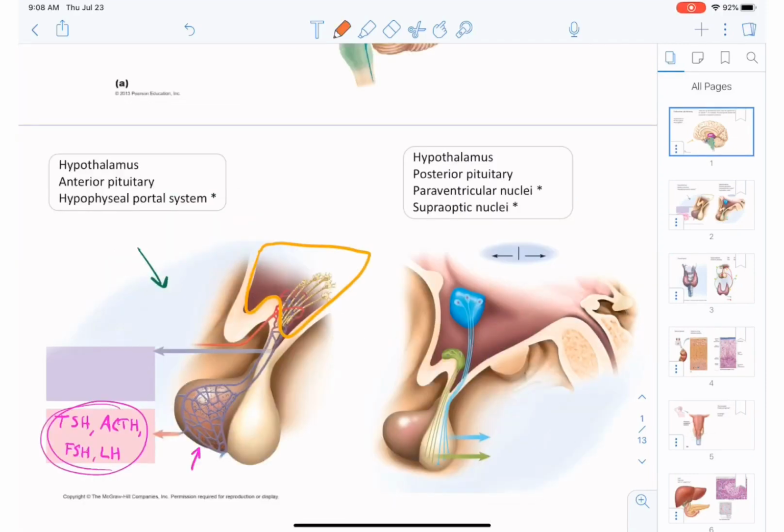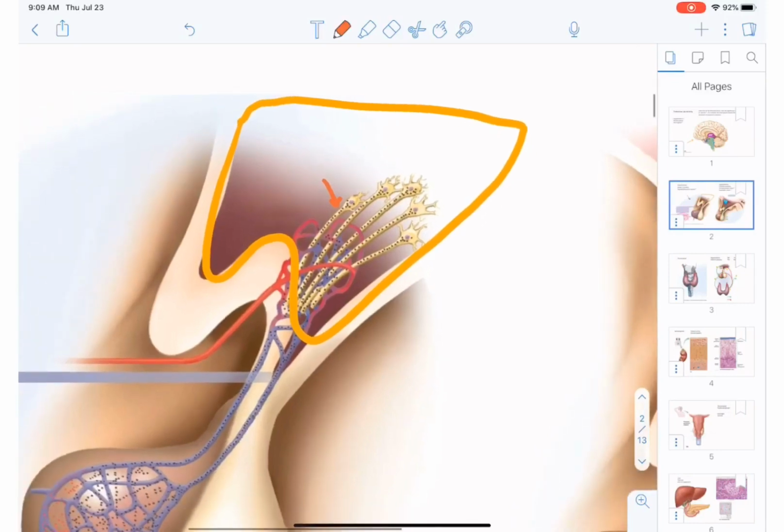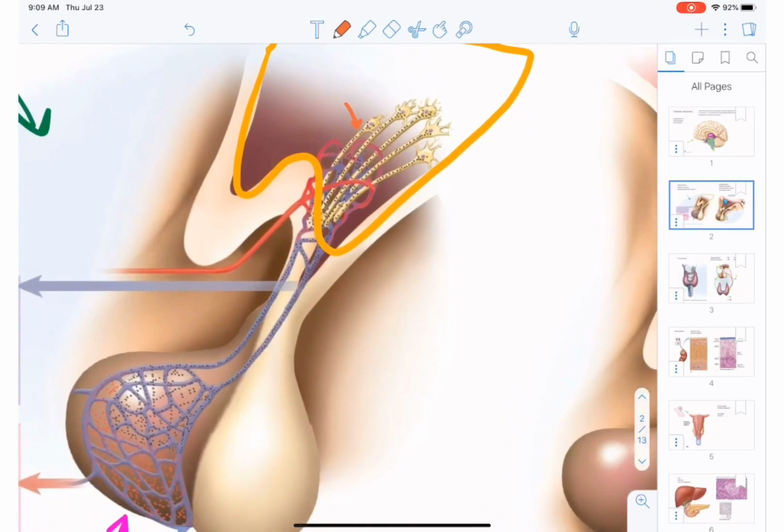And if we take a closer look at the hypothalamus, what do we find up here? What are those structures we're looking at there? Those are nerve cells. And so what's going to happen is that nerve cells, neurons in the hypothalamus are themselves going to release hormones that are going to travel down to the anterior pituitary, and these hormones released by the hypothalamus are going to control the release of hormones from the anterior pituitary.